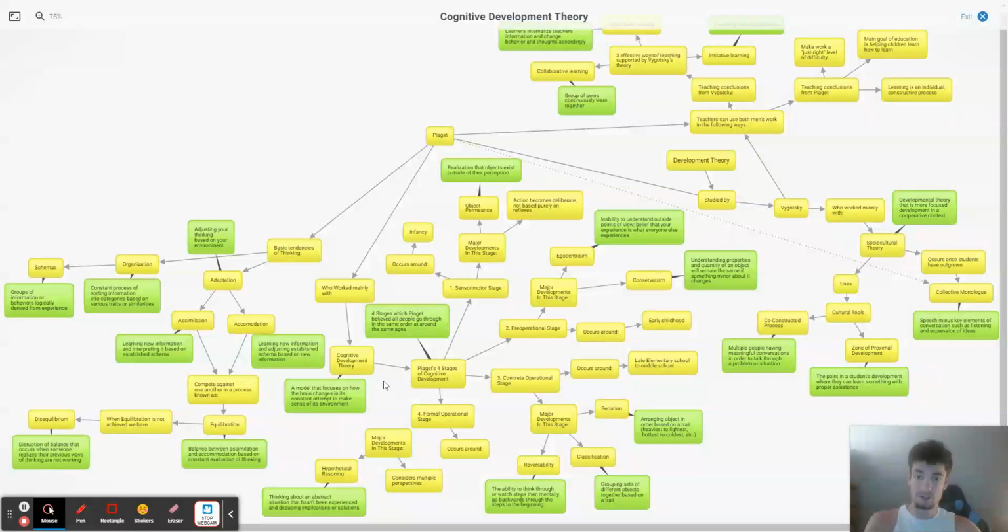So after a lot of research, Piaget came up with 4 stages of cognitive development. The first stage, the sensorimotor stage, which takes place in infancy, and not a lot happens.